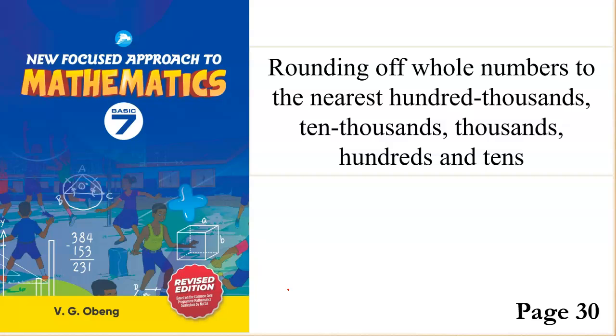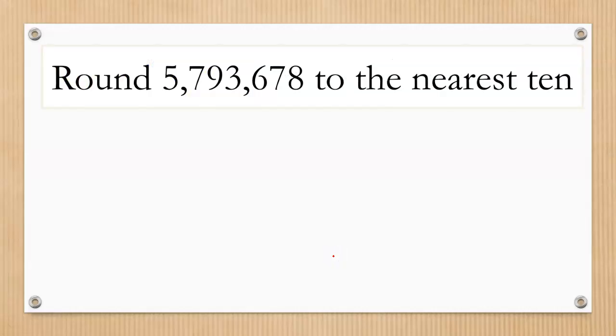This is the revised edition, and in this video we want to look at rounding off numbers to the nearest 100,000, 10,000s, thousands, hundreds, and tens. This is a continuation of the previous one that we did on page 28. This is page 30. This time around we are focusing on just rounding off numbers. It can go down or go up, but it must always go up on condition and come down on conditions. Let's look at a few examples.